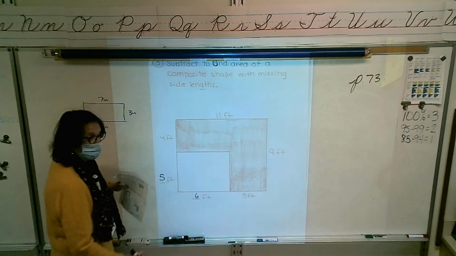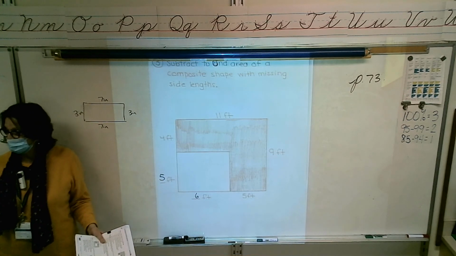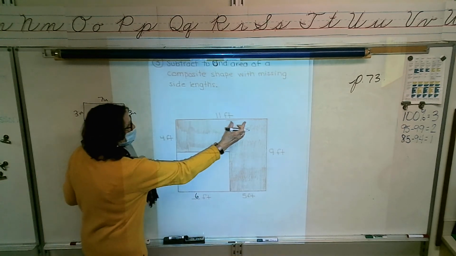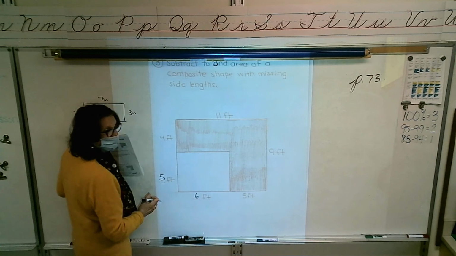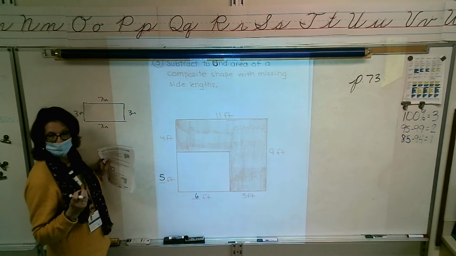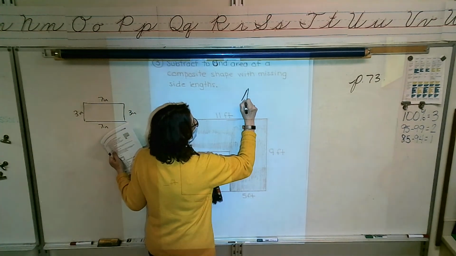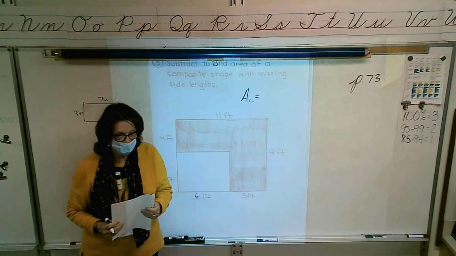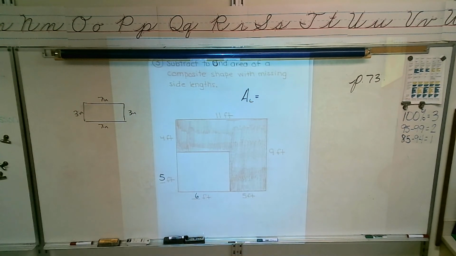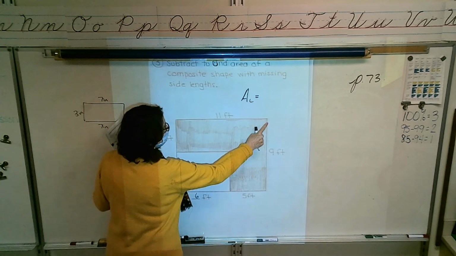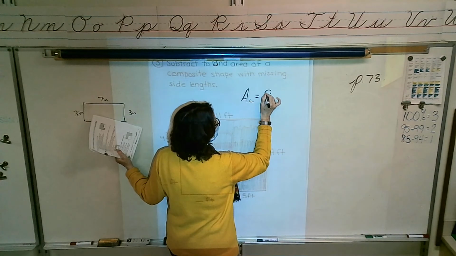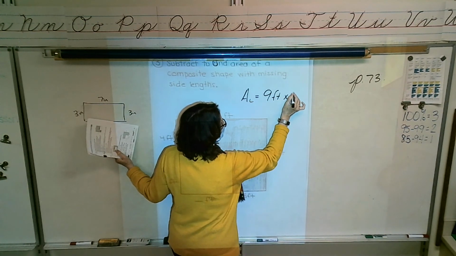And now, the rest is just like the other 2 examples we did. We're going to find the area of the large rectangle, and we will subtract the area of the white rectangle to find the shaded part of the composite figure. So let's go ahead and write area of the large rectangle. This is the one that Nevaeh said might be difficult for us. What are those side lengths for the large rectangle? 11 and 9. Very good. So we have to know how to multiply 9 feet times 11 feet.